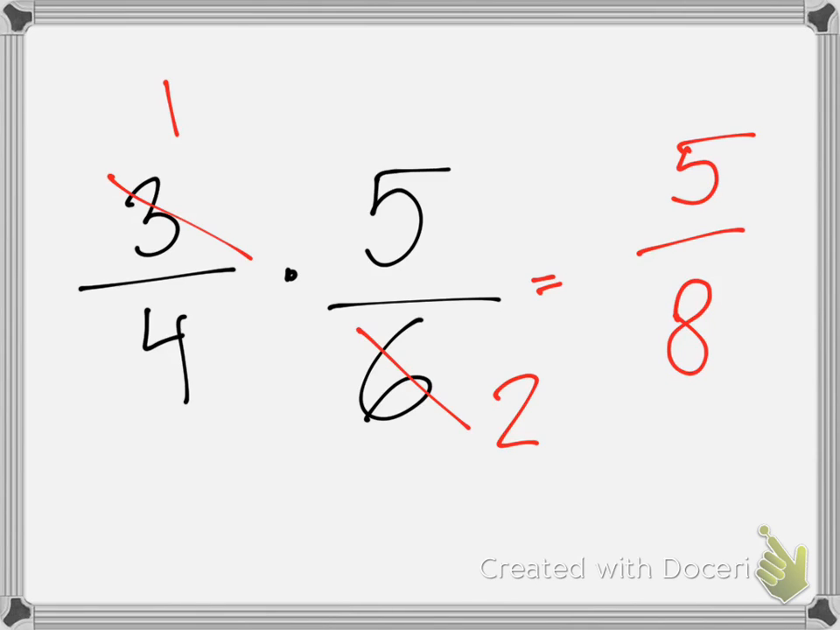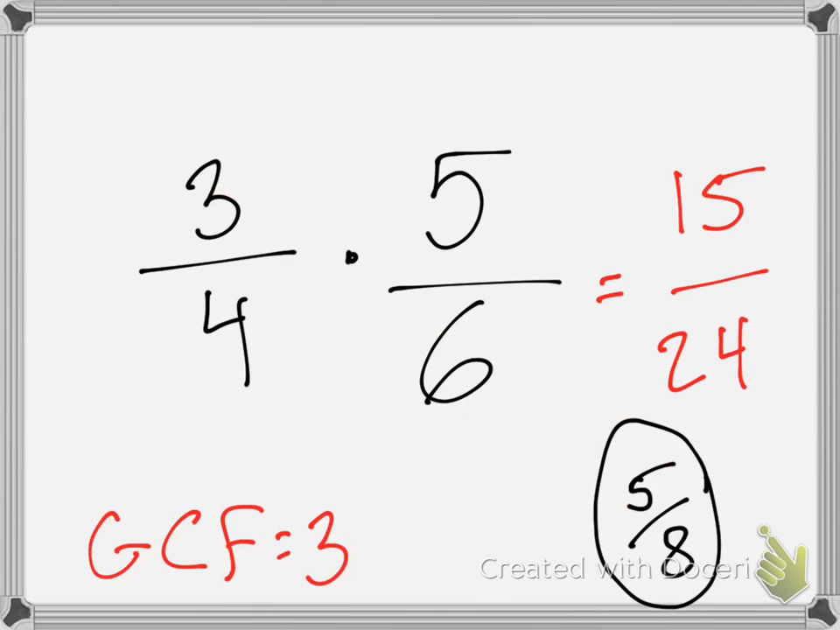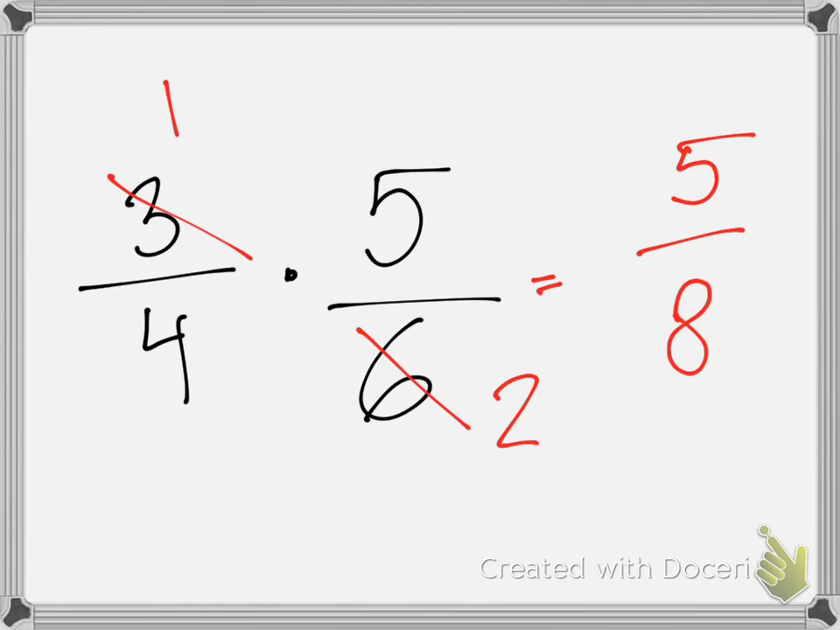The reason you might want to consider doing the cross-canceling is because it helps prevent not simplifying at the end. And if you don't simplify, you don't get full credit. So we get 5/8. That's the same answer we got over here. Same answer, 5/8, 5/8. Yes, Liam?